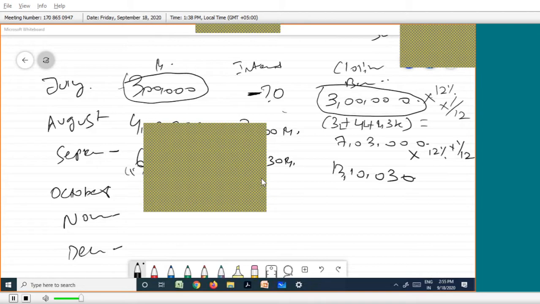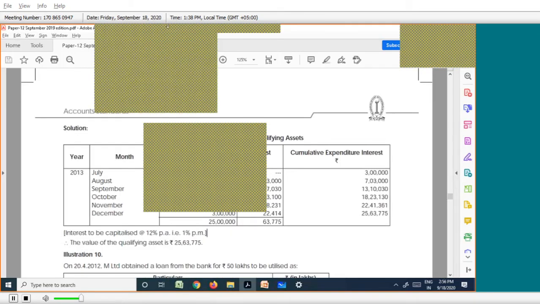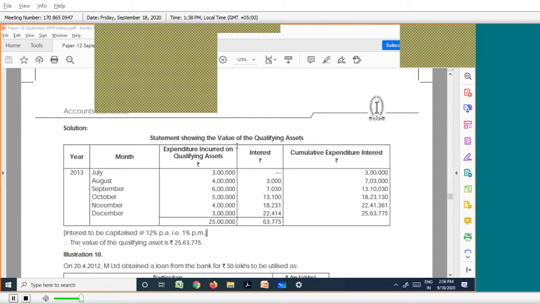31st December, yes. Total interest is how much? Total interest is 63,775. What is the total expenditure incurred on the qualifying asset? 25 lakhs. So 25 lakhs plus 63,775 equals 25 lakhs 63,775, which is the value of the qualifying asset.